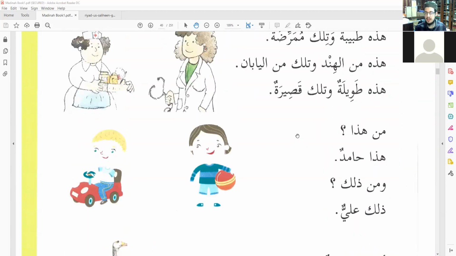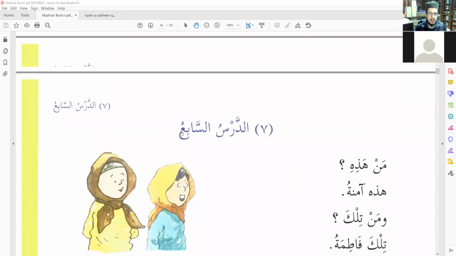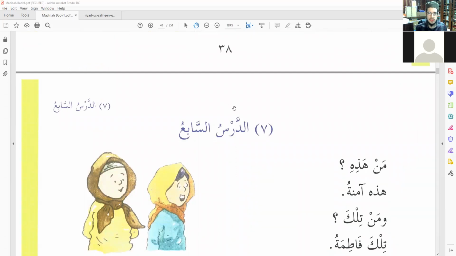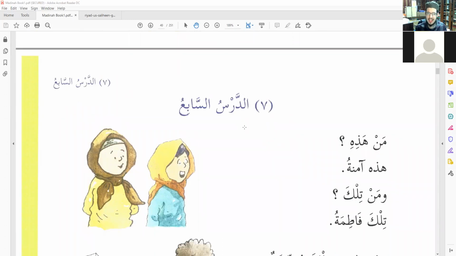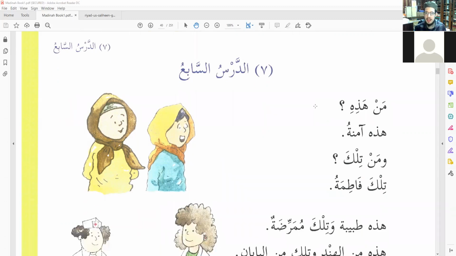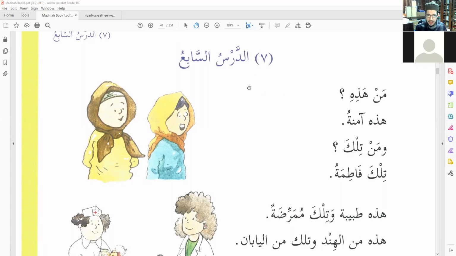Before we get into the dialogue, it's going to be inside of the dialogue. So if everybody could open up or follow along with the screen on the beginning page. This is page 39, the beginning of Ad-Darsu Sabi'u. Dars is lesson. Ad-Darsu, the lesson. As-Sabi'u, the seventh. The seventh lesson. We'll talk about that when we get there too. How to make cardinal and ordinal numbers, how to make adjective pairs and things like that. We haven't gotten there yet. But just so you're aware, that's what that means up there. Ad-Darsu As-Sabi'u.